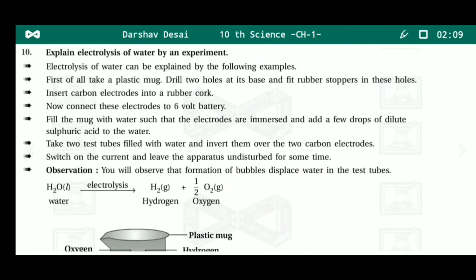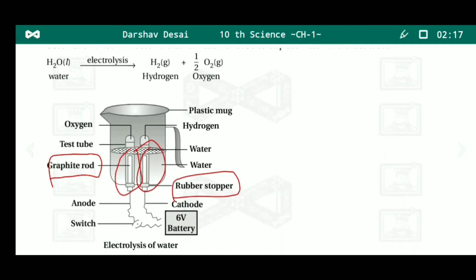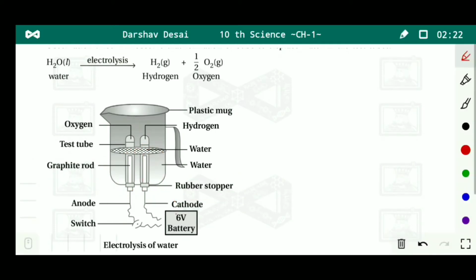Now connect these electrodes with a 6-volt battery. The electrodes are connected with the 6-volt battery, and they are the cathode and anode. Cathode means negatively charged terminal and anode means positively charged terminal.